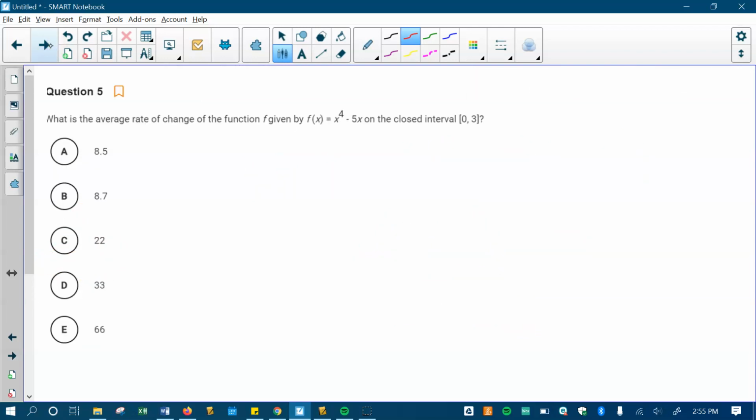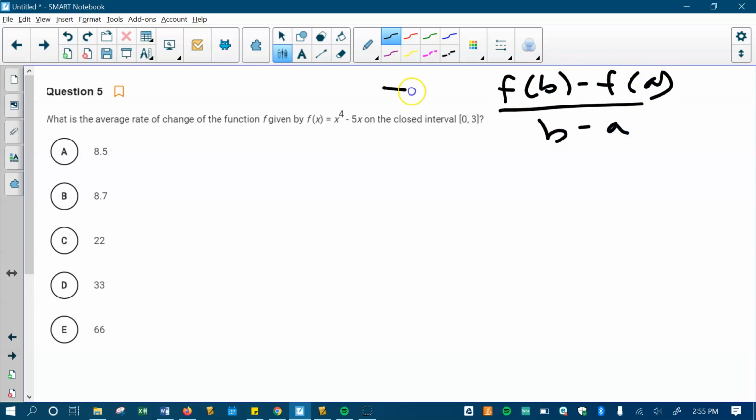Question 5, average rate of change. So the average rate of change is always the formula f of b minus f of a over b minus a. And as I know Schwartz refers to it, it's old school slope. Old school slope. Don't say slop, it's slope. All right, so let's go on.